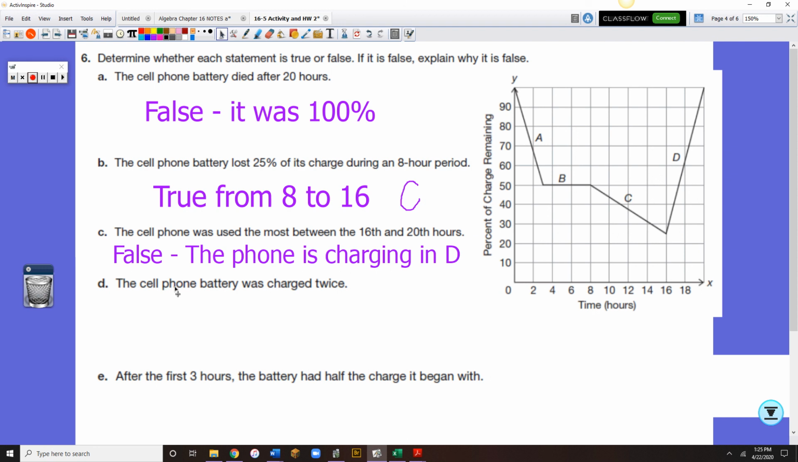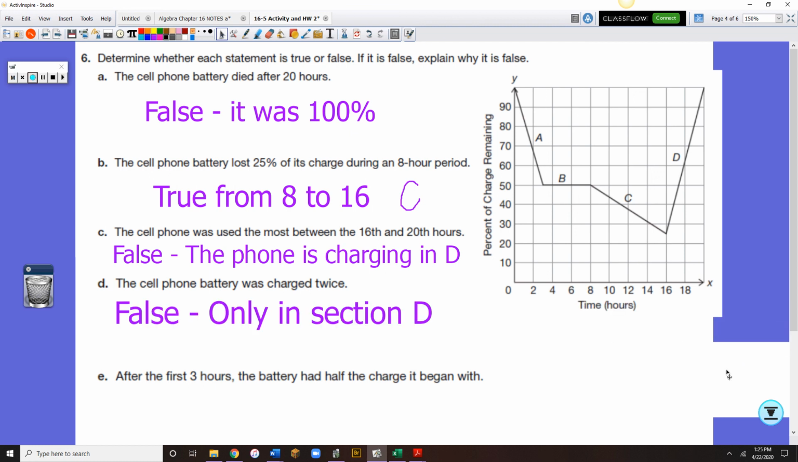D, the cell phone battery was charged twice. Well, it was only charged once, and how do we know that? Because there's only one section of the graph that is increasing. That's the only time it charged. E, after the first 3 hours, the battery had half the charge it began with. So 3 hours is right about here. And if I follow that up, well, very crookedly, oopsies, yeah, 50%, so that's true.